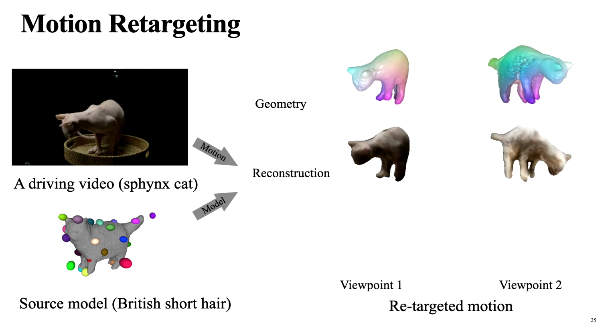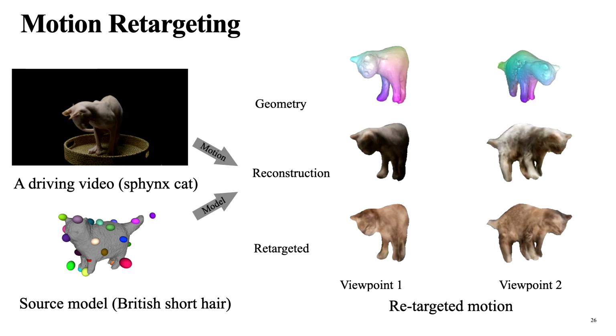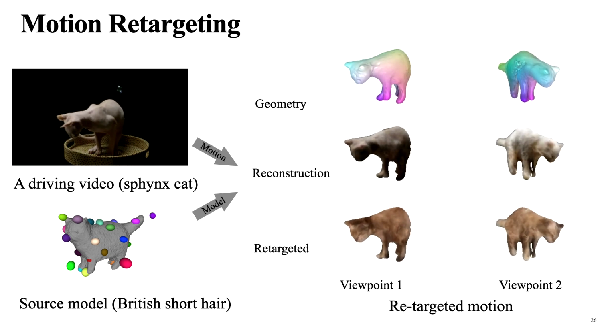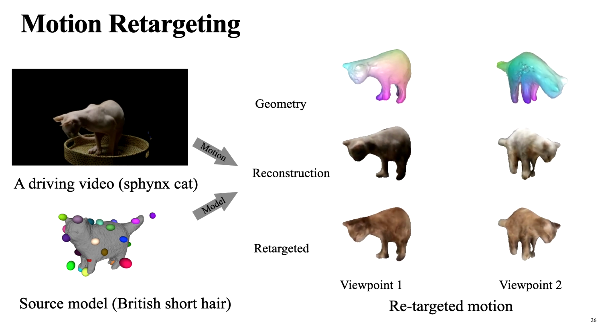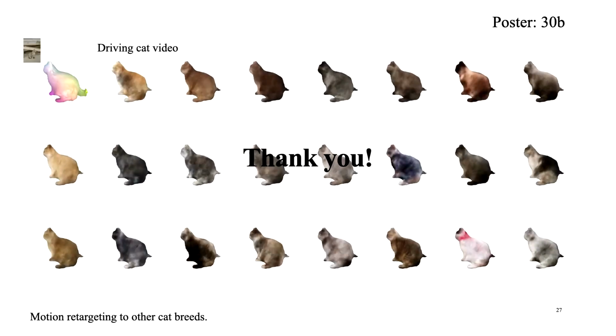BANMo first reconstructs the driving video with the source model. By swapping the appearance, BANMo retargets the poses and renders realistic images from different viewpoints. We show more motion retargeting results to other cat breeds.